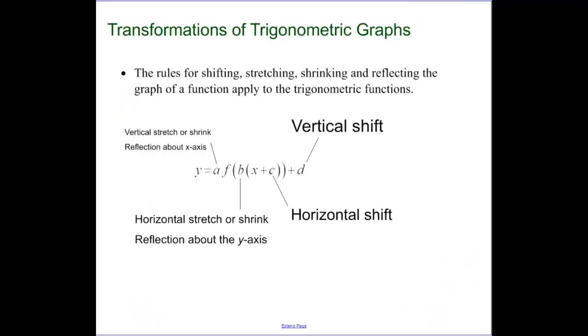Quick review of graphing trigonometric functions. Remember, A gives us our amplitude. D gives us our vertical shift up or down, exactly what it looks like. Factor out the B, that gets you your period change, and then the horizontal shift of C.